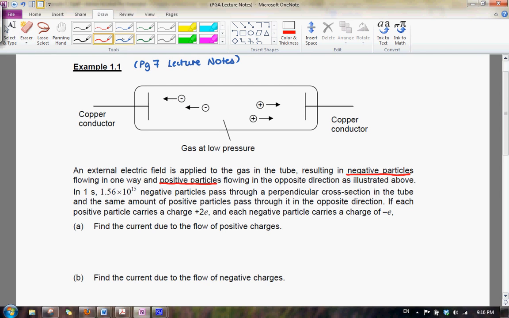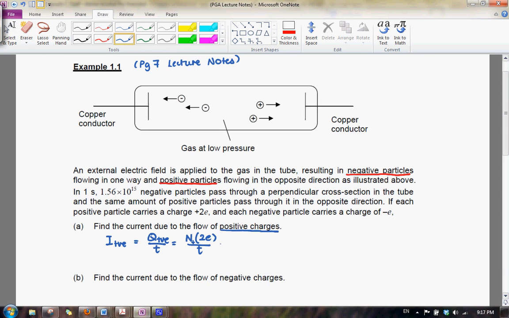So the first part of the question, you are asked to find the current that's due to the flow of positive charges. To do this part of the question, we simply have to consider the charges flowing through at any one point per unit time. And here, since we are considering the flow of positive charges, we'll just consider the charge contributed by the positive charge. So at any one time, the charge is given by the number of charges multiplied by the charge on each particle, which is given in the question by 2e.